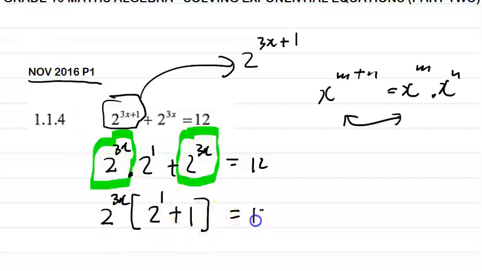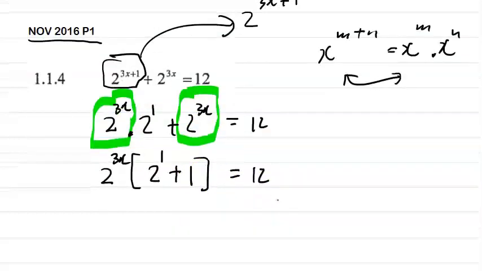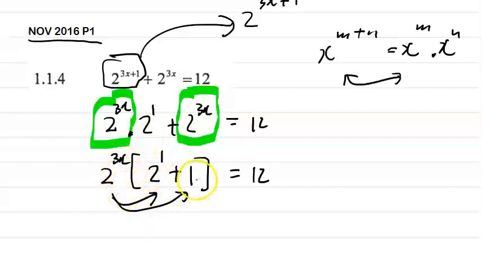Always check your factorization by products. If you are to multiply 2 to the 3x times 2, you'll end up with 2 to the 1 there. 2 to the 3x times 2 to the 1 is 2 to the 3x plus 1. 2 to the 3x times 1 is 2 to the 3x. So that's now done. Always check your factorization by product.